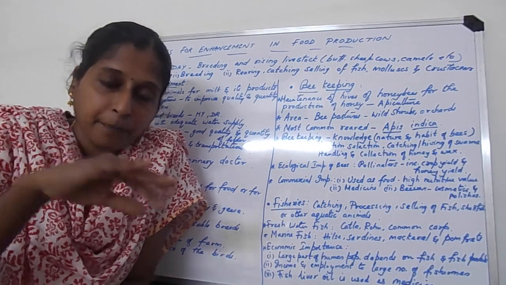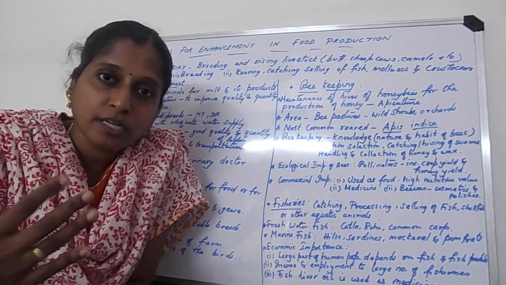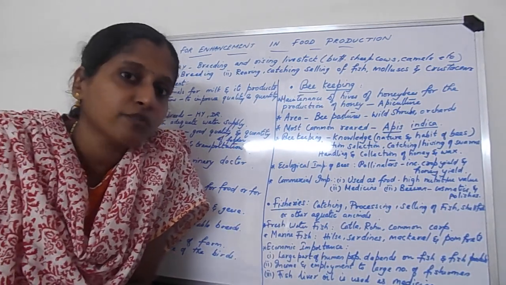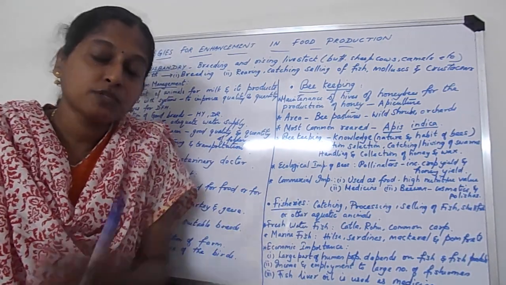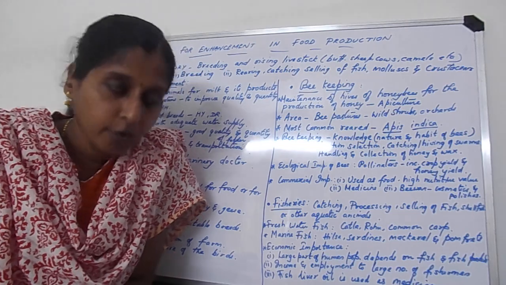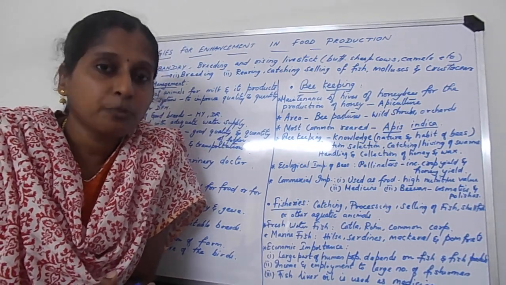So they are helping in cross as well as self pollination, thereby increasing the yield of both crop as well as honey. Now moving on to the commercial importance.